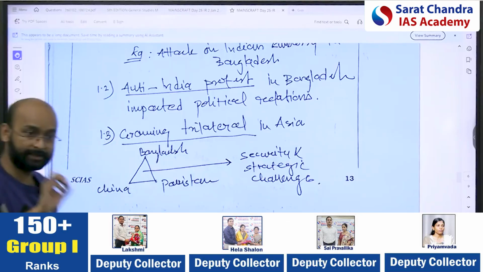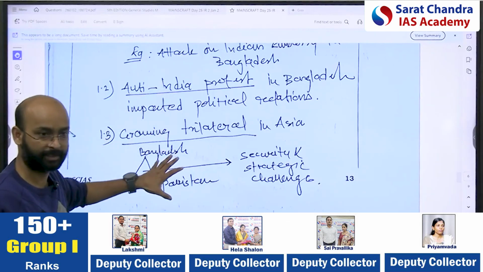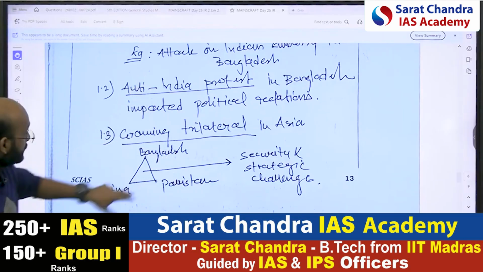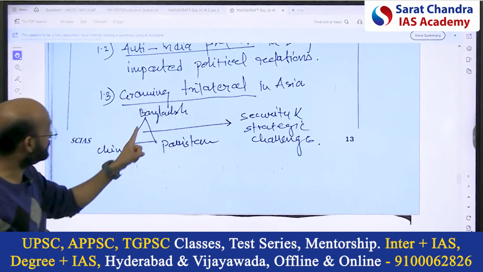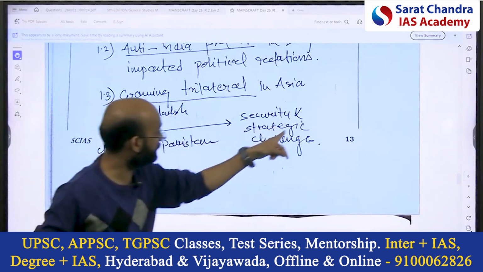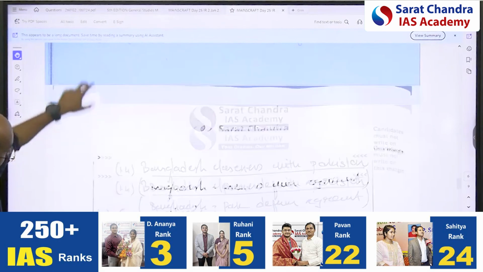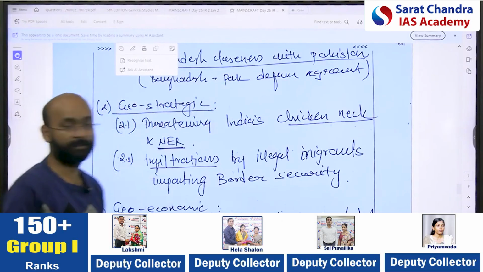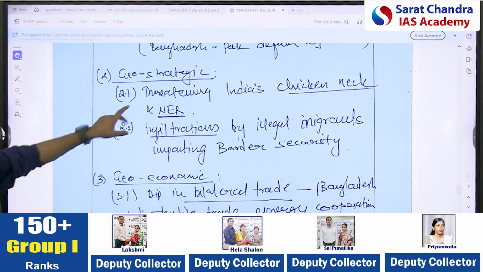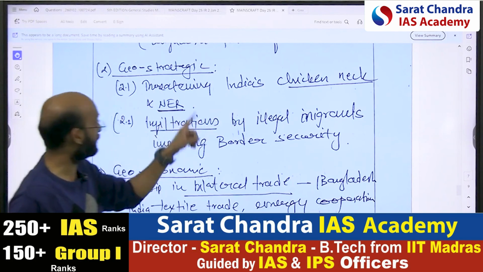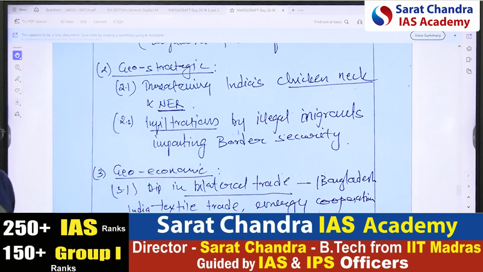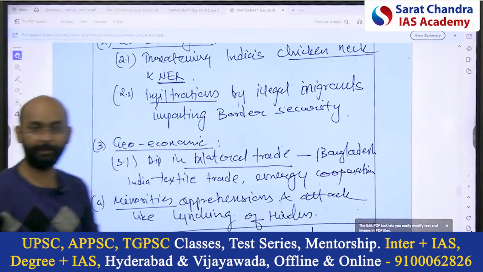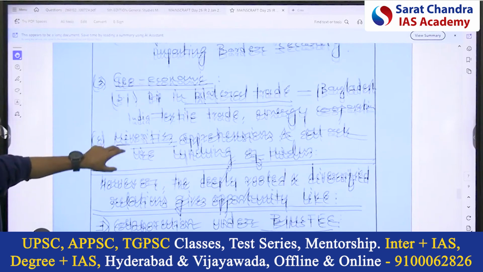Now think like an examiner who is a diplomat evaluating this answer. They are clearly seeing what is currently happening, isn't it? The growing trilateral in Asia, Bangladesh, China, Pakistan, and the security and strategic challenges it can bring. Bangladesh's closeness with Pakistan, the Bangladesh-Pak defense agreement, geostrategically threatening India's chicken neck, that is the northeastern region. Infiltration by illegal immigrants impacting border security, right, that point he has mentioned.